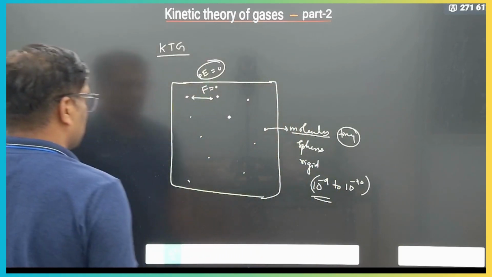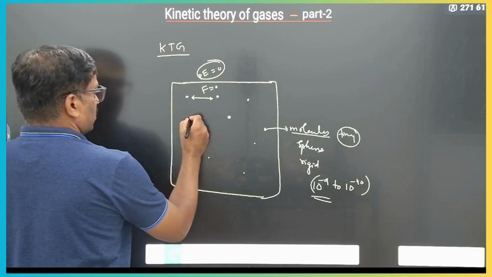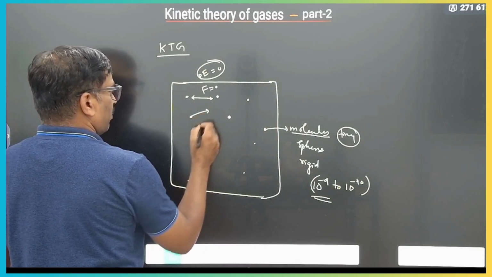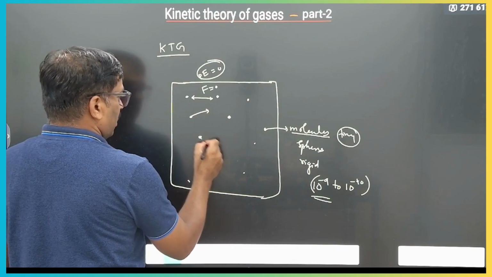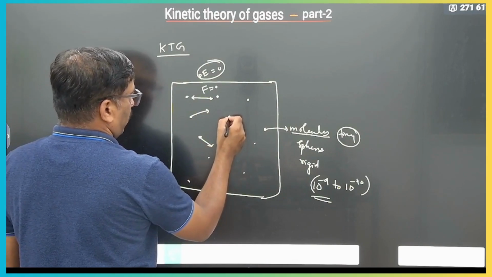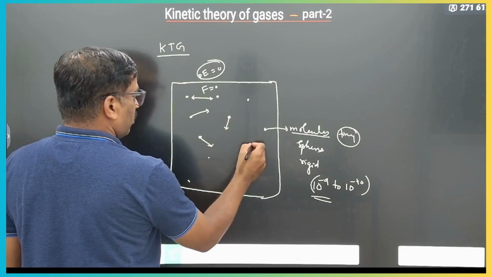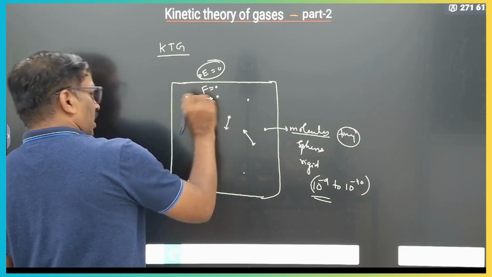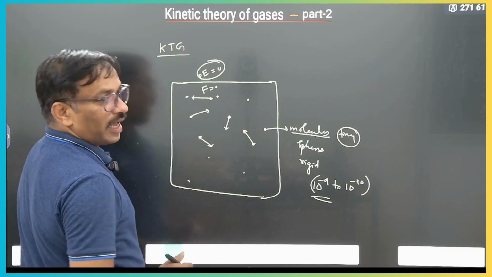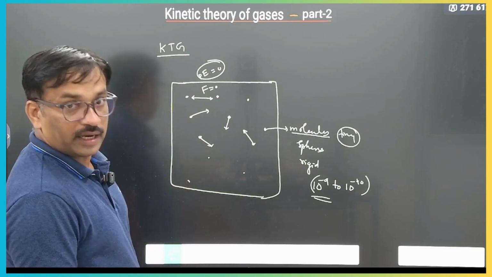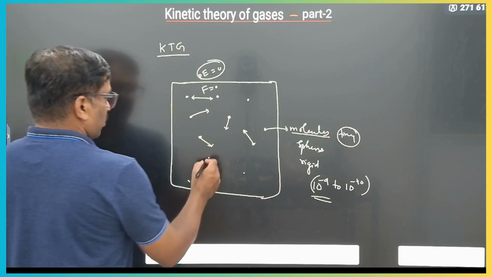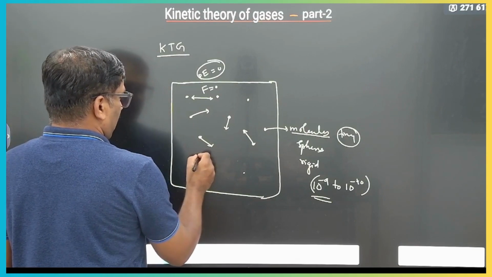These molecules move in different directions, in random motion. While moving, each goes in a straight line. When it collides with another molecule, it changes its direction, but again goes in a straight line. Like this, these molecules go in different random directions.